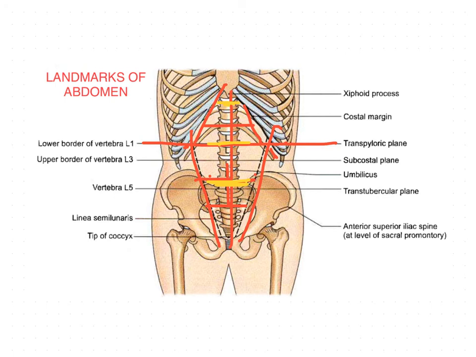In the next session we are going to see the layers of the abdomen. In that we are going to see the skin, superficial fascia, muscles, extraperitoneal fat, and finally the peritoneum. So this is about the landmarks of the abdomen.